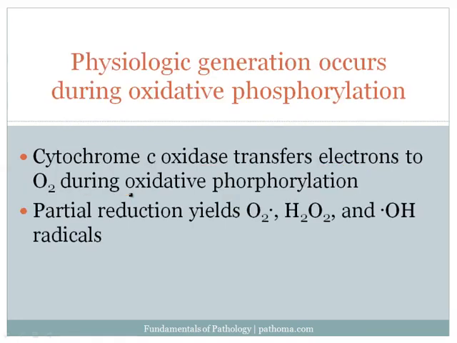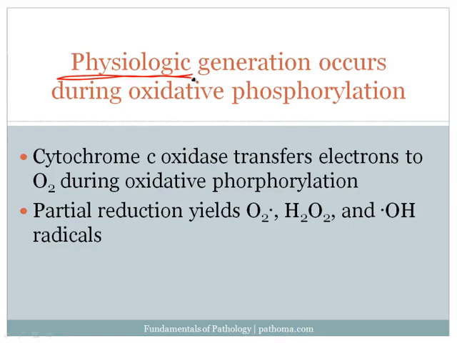Now it's important to recognize that free radicals are actually generated physiologically and pathologically. So what do we mean by physiologically? Well, physiologic generation of free radicals occurs during oxidative phosphorylation, and of course this is part of the normal physiology of a human being, so that's why we use the term physiologic. Now let's review oxidative phosphorylation briefly and remind ourselves that during oxidative phosphorylation, cytochrome C oxidase transfers electrons to oxygen as a final electron acceptor.